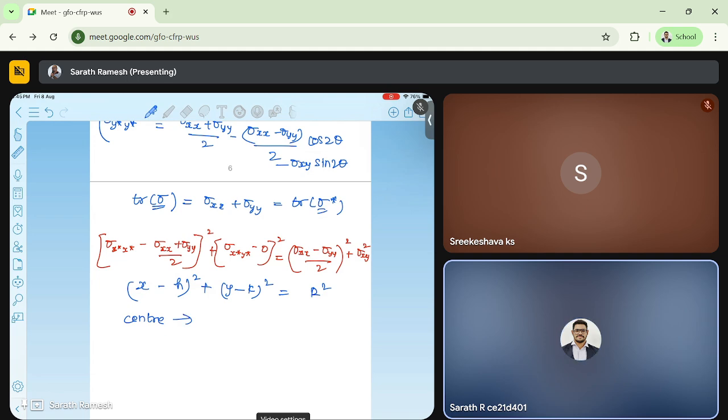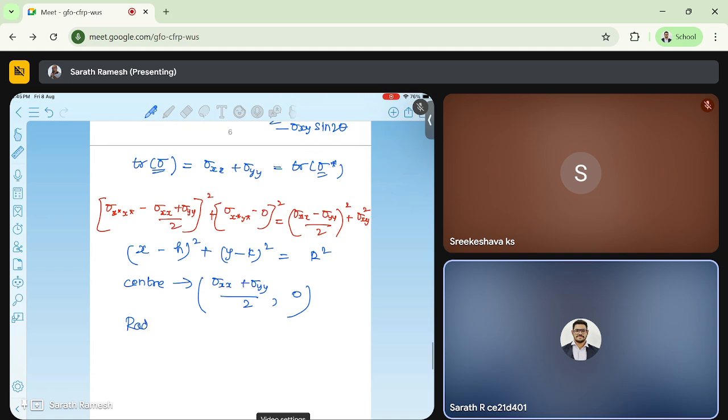So the center is sigma xx plus sigma yy by 2 comma 0, and the radius is sigma xx minus sigma yy by 2 the whole square plus sigma xy square, right? There is a square root, because r square is the right side quantity. Fine, so this is the equation for the Mohr circle.